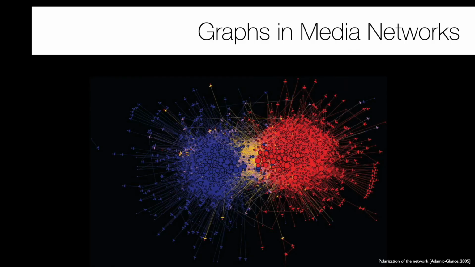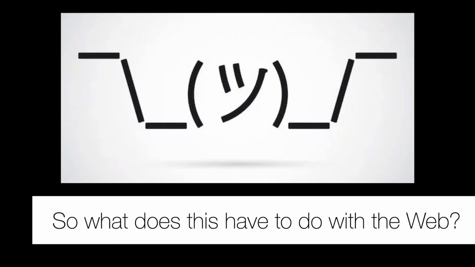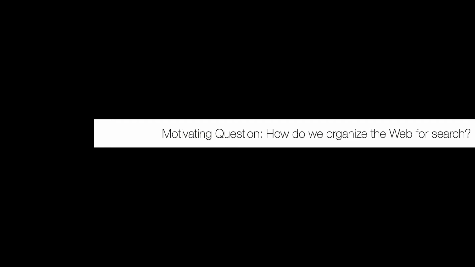So just to rehash, remember from last time we talked about how the web is full of networks. In particular, a standard example is the connection between political blogs and the blogosphere. But the question came up about, what does this have to do with the web? So understanding something about graphs and networks in general, how can we use that in the web? And the main question we tried to address was how we use this information to organize the web for search, to make the web more accessible and more useful for people who want to find information therein.